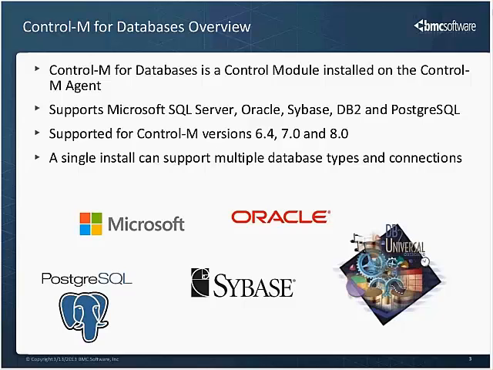Supported versions for Control-M for Databases. With Control-M, we currently support Control-M 6.4, 7.0, and 8.0. The latest release of Control-M for Databases is 7.0, and the 7.0 version will install with the 6.4 and the 8.0 versions. A single install can support multiple database types, so you don't have to have an install for each database type. One install can support any of the 5 supported database types.